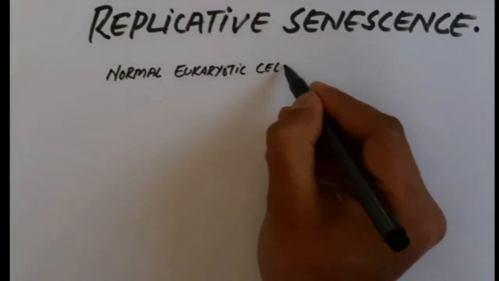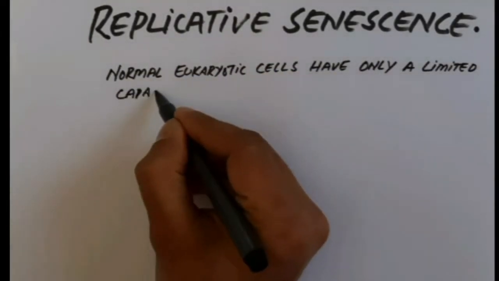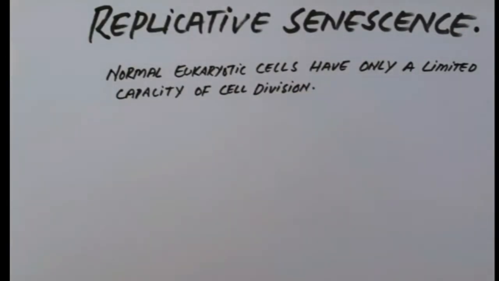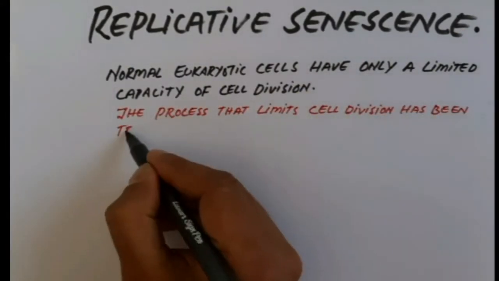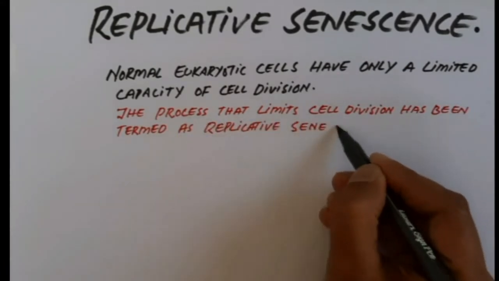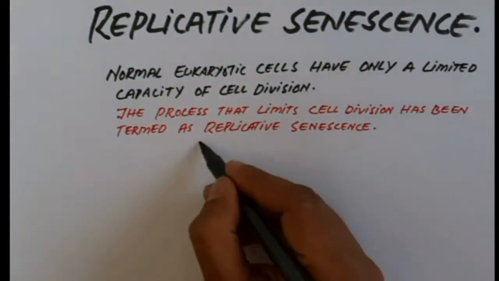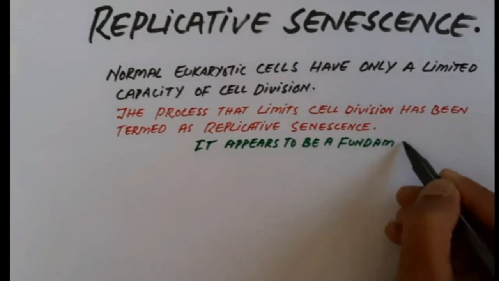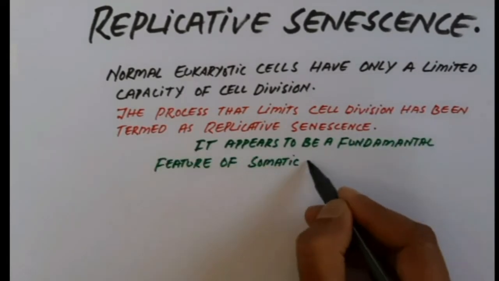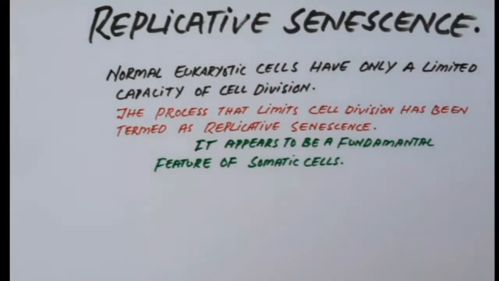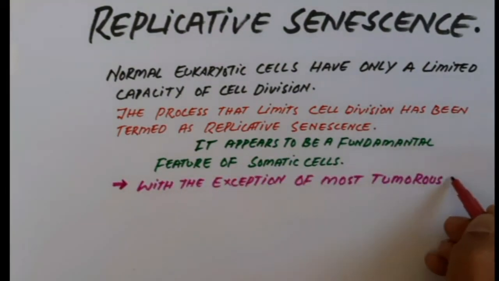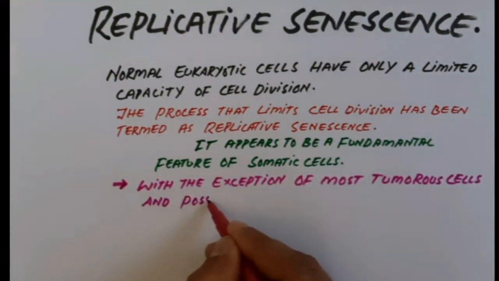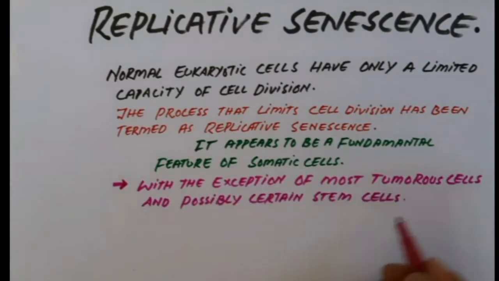Normal eukaryotic cells have only a limited capacity of cell division. The process that limits cell division has been termed replicative senescence. It appears to be a fundamental feature of somatic cells, with the exception of most tumorous cells and possibly certain stem cells, as shown in the diagram.